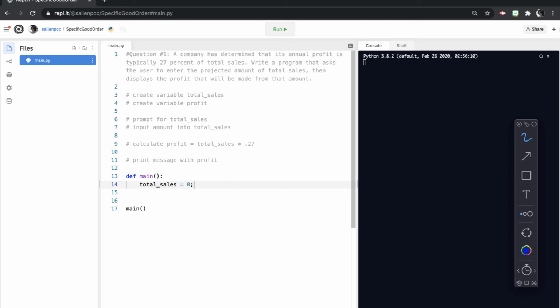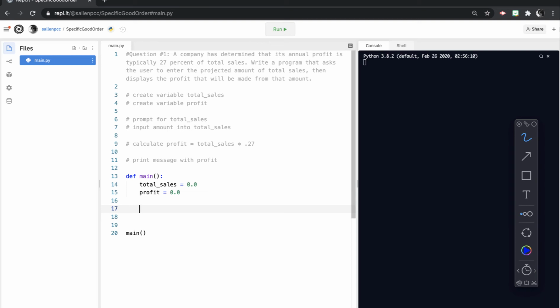And I'm going to populate it or set it to 0. And I'm using this notation just so visually I can see that that variable will hold decimal values. Because money, we always use decimal values. And then I'm going to create another variable called profit. And I'll also set that to 0.